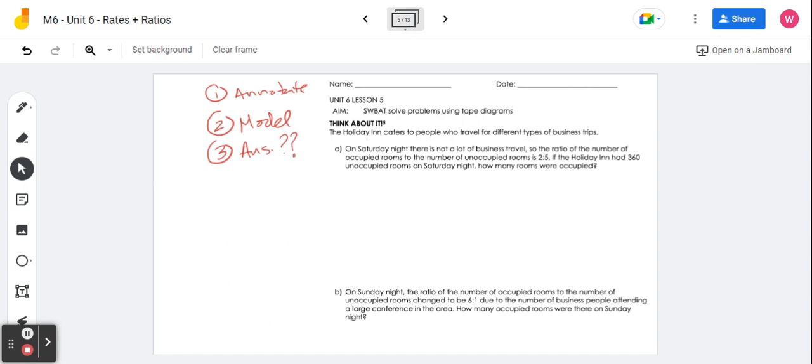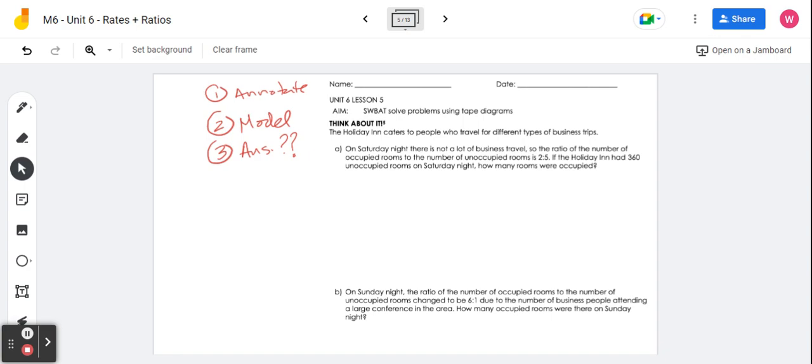So when we read these questions, ask yourself, number one, what am I comparing? Those are the things that I should be annotating. Number two, does your model, our tape diagram in this example, mirror what you just annotated? And then number three, are we answering whatever we're being asked?